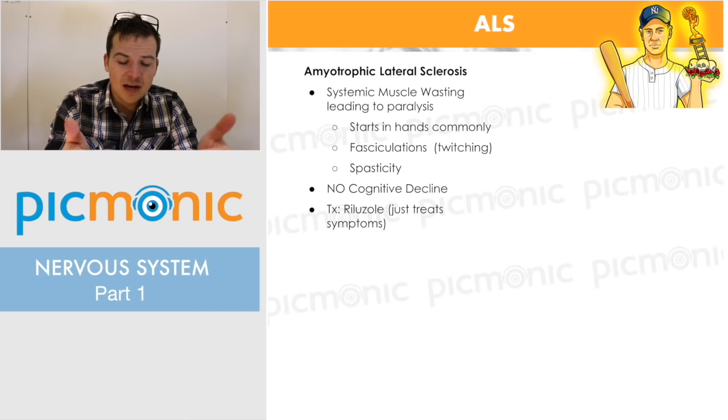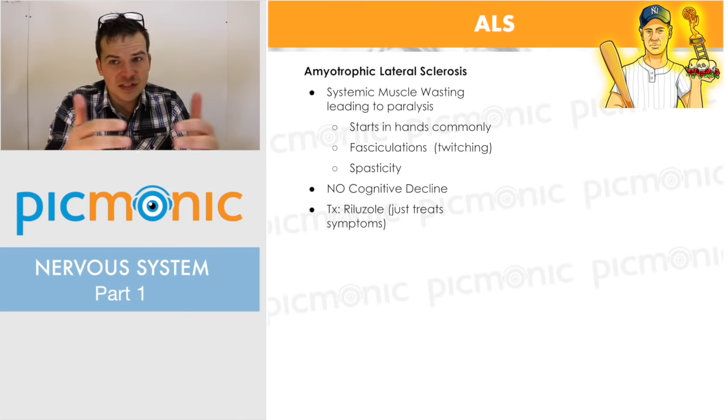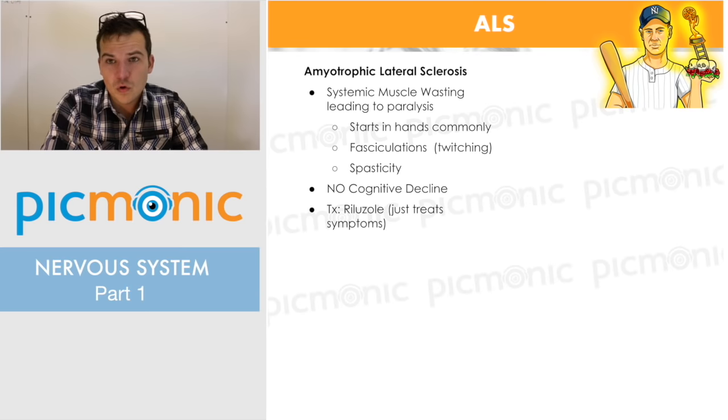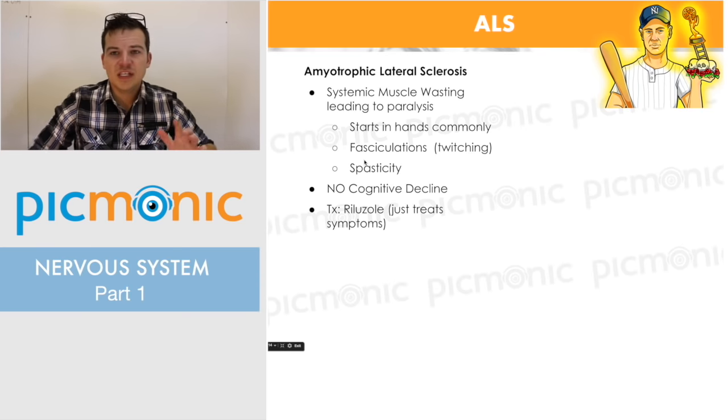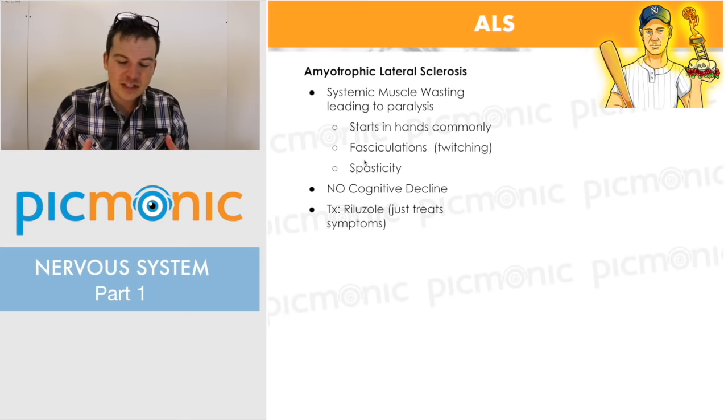Now, just as we talked about before with Guillain-Barré, the difference here in ALS is this does not ever resolve. There is no cure or treatment for ALS that stops the disease. There's only riluzole, which is a treatment which treats symptoms of the disease and some weakness. The other thing you usually see is fasciculations and spasticity. And I always like to explain a lot of medical terms just so you know what they are. But fasciculations are just like a muscle twitch.